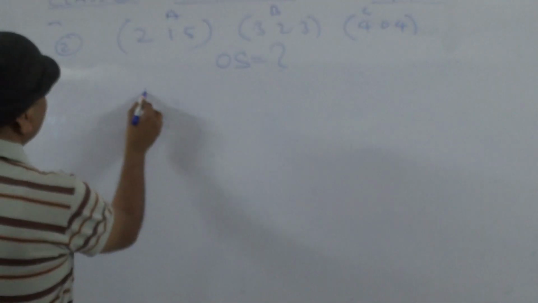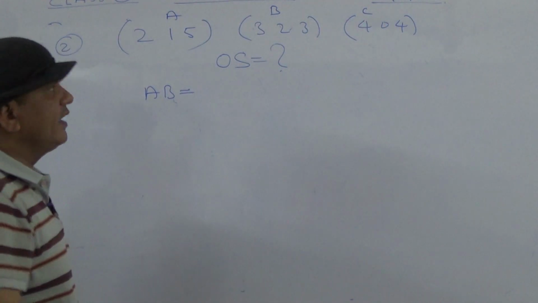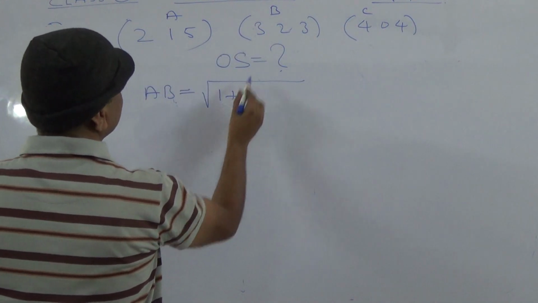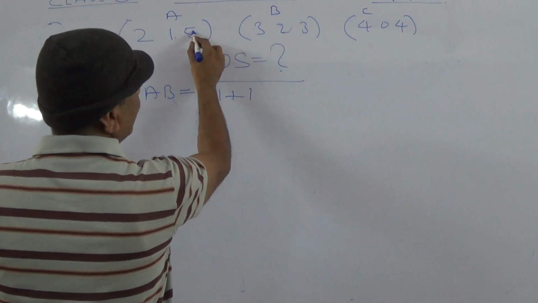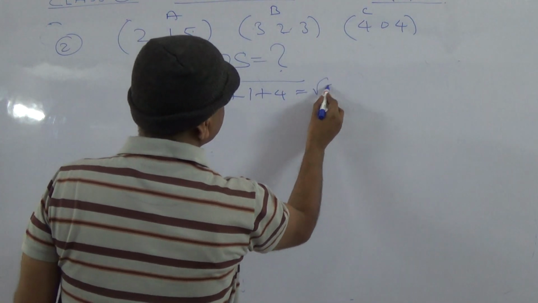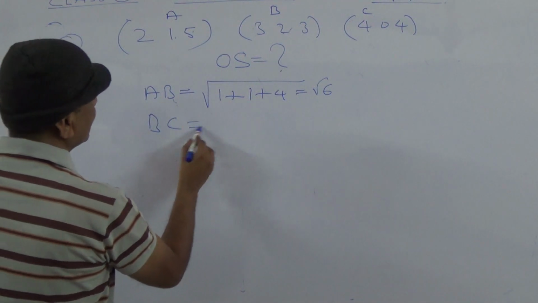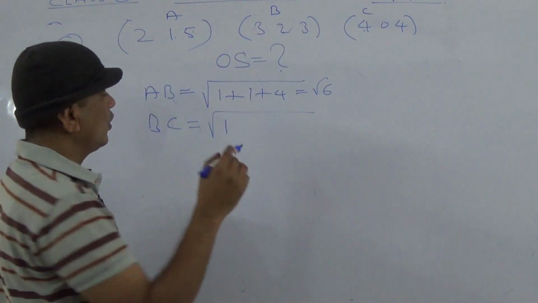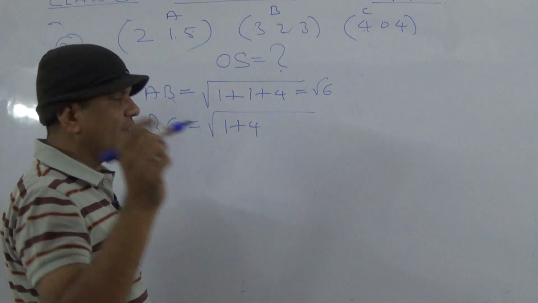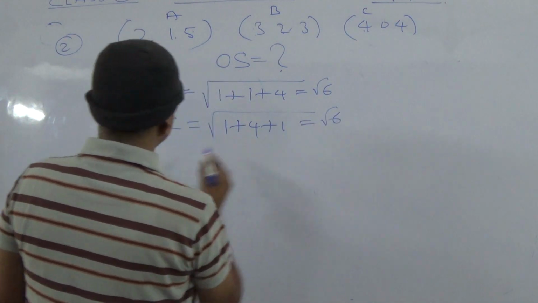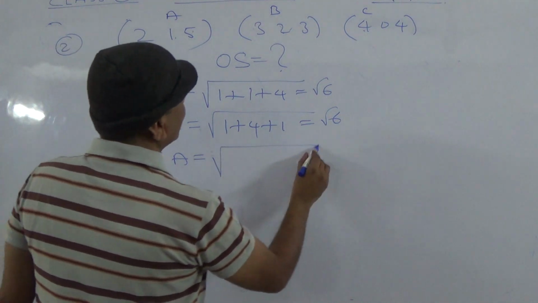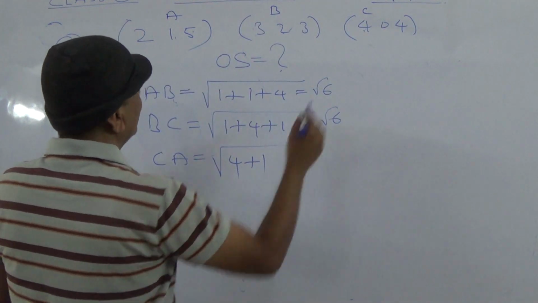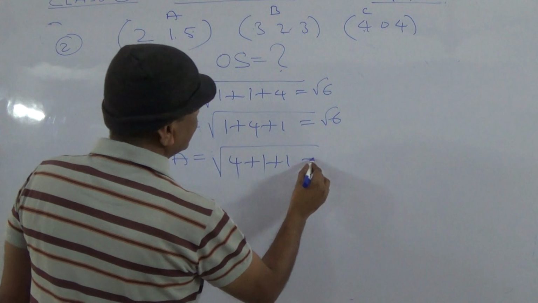Now the length of side AB is equal to under root of the distance formula, (3 minus 2) square 1, plus (2 minus 1) square 1, plus (3 minus 5) square, that is 4, equal to root 6. Next, the length of side BC is equal to (4 minus 3) square 1, plus (0 minus 2) square 4, plus (4 minus 3) square 1, that is equal to root 6. Similarly, the length of side AC is (4 minus 2) square 4, plus (0 minus 1) square 1, plus (4 minus 5) square 1, that is equal to root 6.